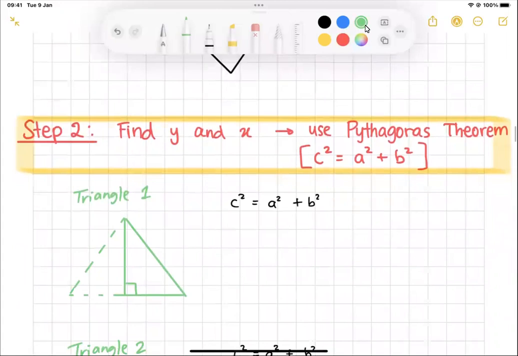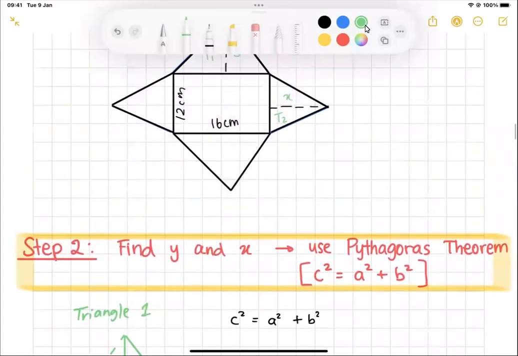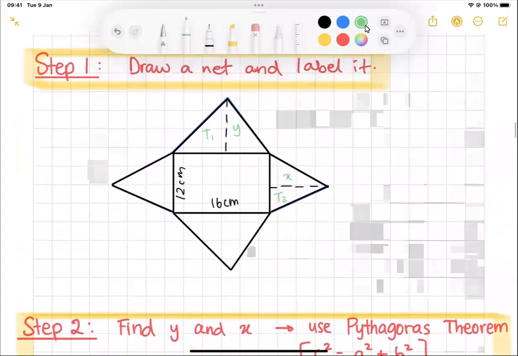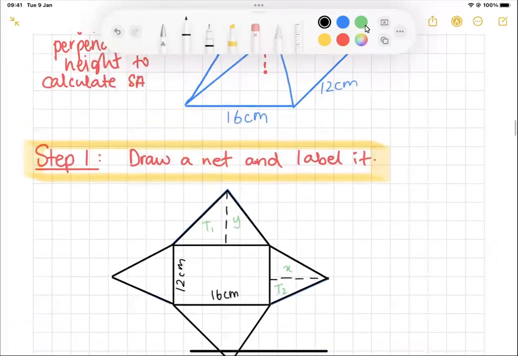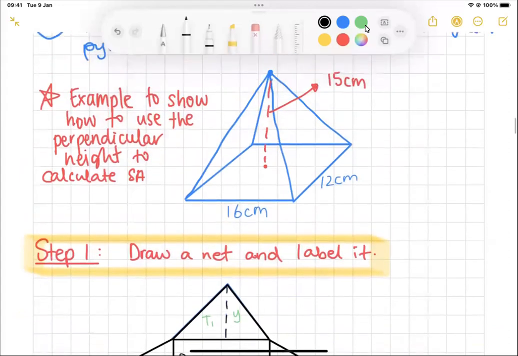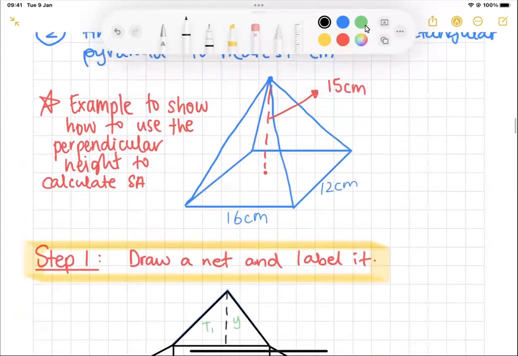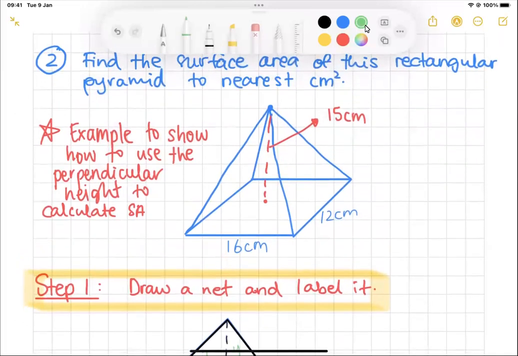Step number 2 is find Y and X, meaning find the height of the actual triangles, right? So find the height of the triangles. Well, looking at the net, we don't know what this slant length is. So we can't use that. So let's look at our sketch, okay? We look at our sketch. We have only been given a particular height.